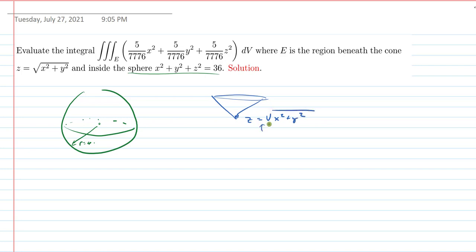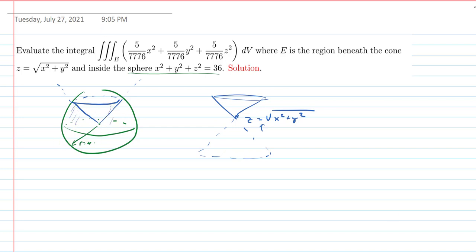Remember, because of that square root, and square roots can only output positive numbers, this does not have the other part of the cone that goes down this way. And so if we were to look at this cone here, it continues on beyond the boundary of the sphere, but we only want this part of it. So we want to be below this cone and inside this sphere.